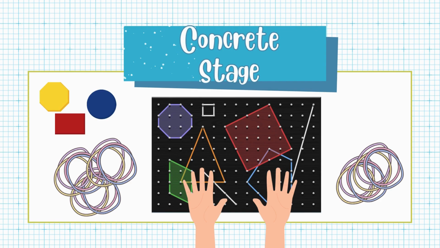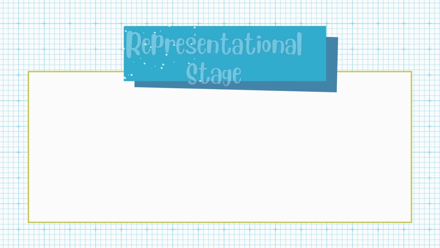Another great strategy includes the use of geoboards. With this tool, students can manipulate the rubber bands to physically engage with 2D shapes. This practice will help them internalize the attributes of each shape and reinforce their understanding of number of sides and number of vertices.